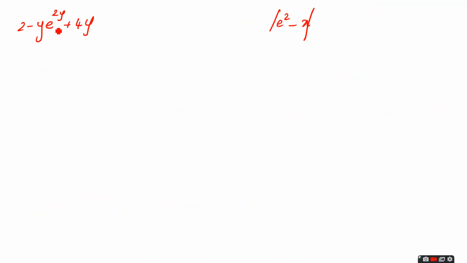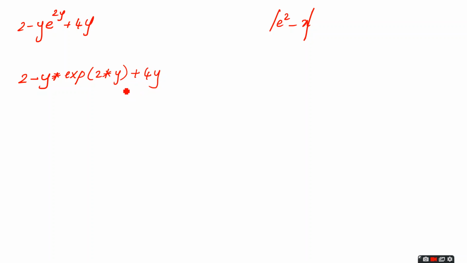2 minus y into e raised to 2y plus 4y. For this, we are writing an expression. So we can write like this, 2 minus y into, this is e. In order to get the exponent, we are having a function. Exponent is the exp function. So we can use that. We can write exponent. What is the exponent? 2y. So we can write 2 into y plus 4y.